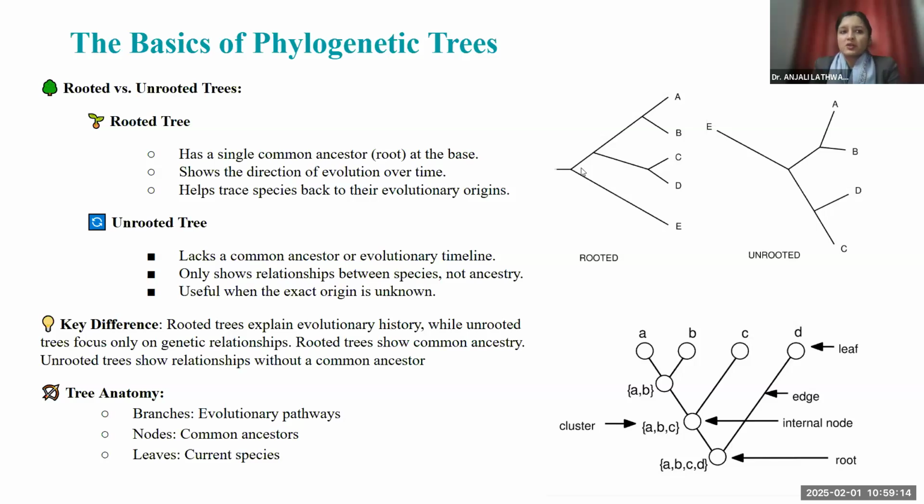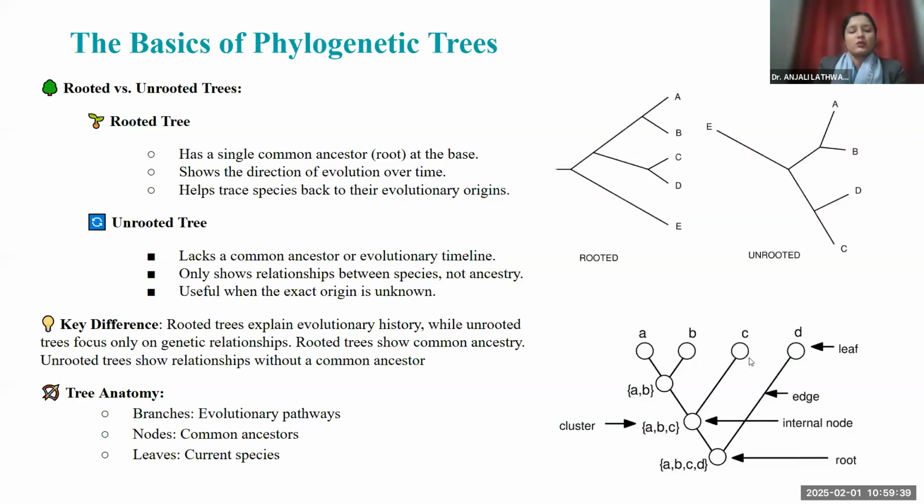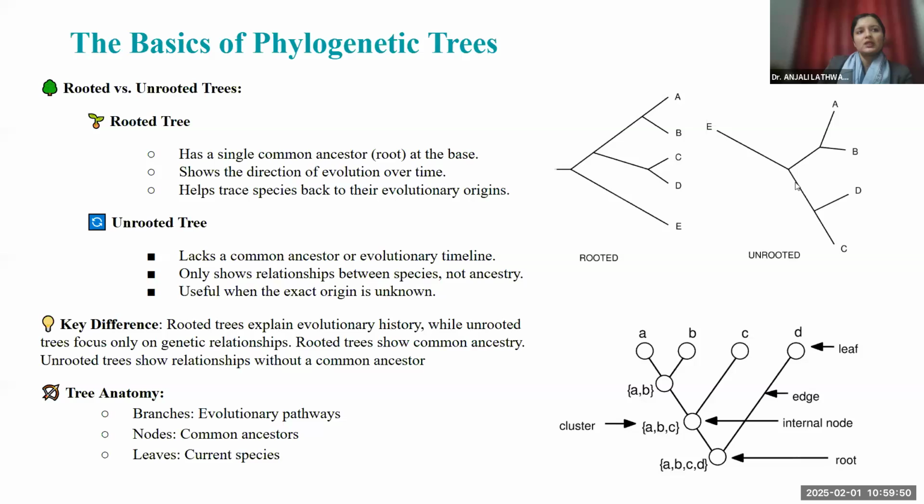Now, some common terminologies for tree anatomy. Like for our anatomy, we have hands, eyes, everything. For trees, you have branches, which are your evolutionary pathways, meaning how things change over time. Nodes, these are the nodes. Here you can see A, B, C, D. Like here, these are the nodes, which have common ancestors, and then leaves, the current species. Here, these are A, B, C, D. Here, these are humans, current species, right? So this is some basics about what a phylogenetic tree is.